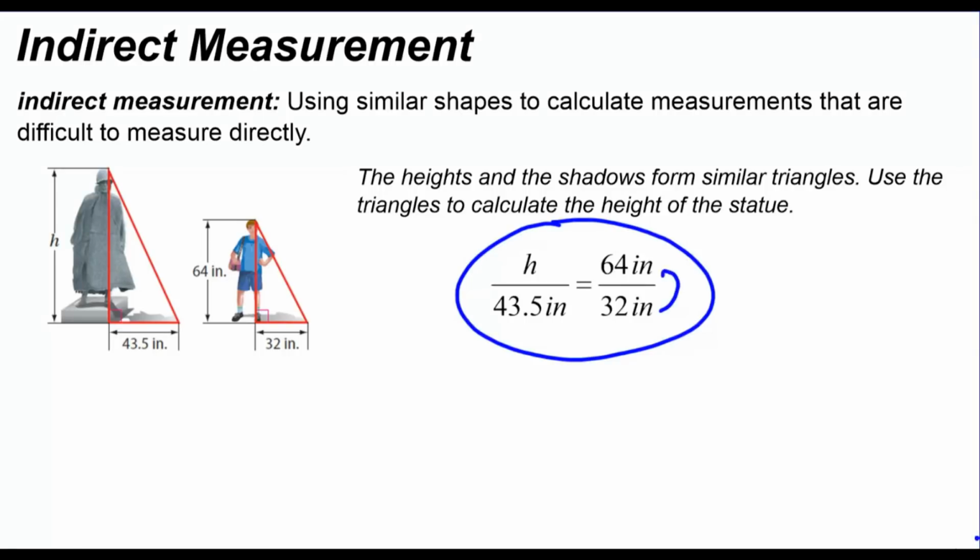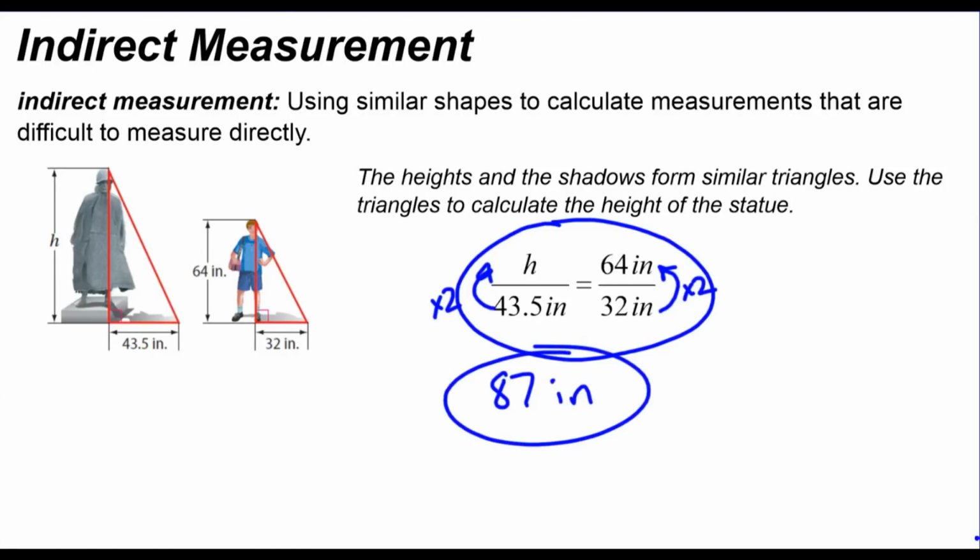And there is a nice relationship here: the person is twice as long as their shadow. That means the statue also has to be twice as tall as its shadow because these form similar shapes. So all I have to do to calculate the height of the statue is take its shadow times 2. And 43.5 times 2 is 87. So the statue is 87 inches tall. And that's basically indirect measurement, creating similar shapes to measure something indirectly.